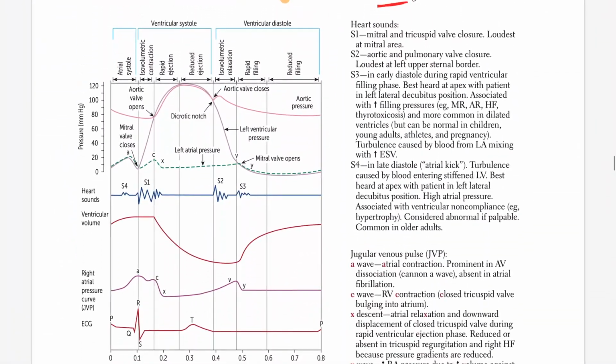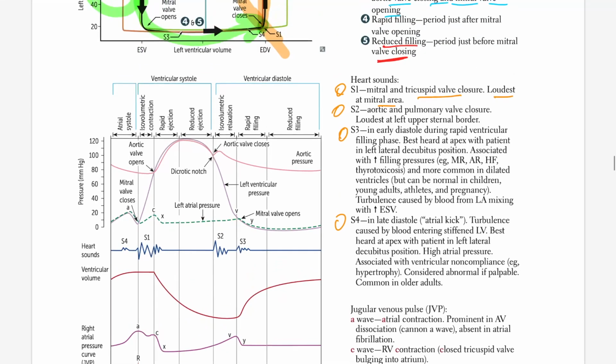Moving on with the next one, which is the heart sound. What is heart sound? We have S1, S2, S3, S4. S1 is basically mitral and tricuspid valve closure, which is loudest at the mitral area. That's the S1. So let's just actually draw it. That will be better. If you recall, you have a right atrium and a right ventricle. You have a left atrium, you have a left ventricle, right?